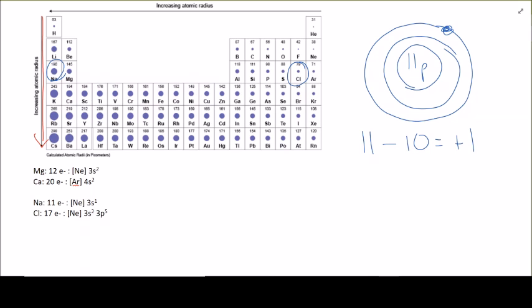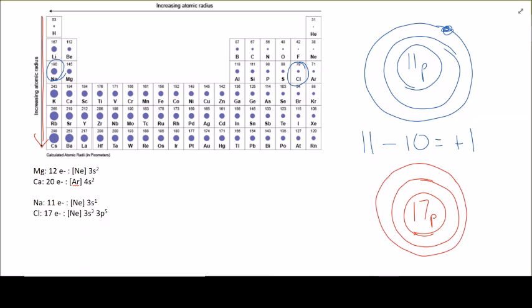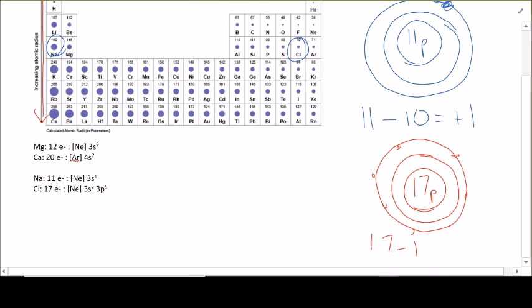When comparing chlorine, chlorine has 17 protons, 2 electrons in the first, 8 electrons in the second, and 7 electrons in the third energy level. So its effective nuclear charge is 17 minus 10 gives you a plus 7.